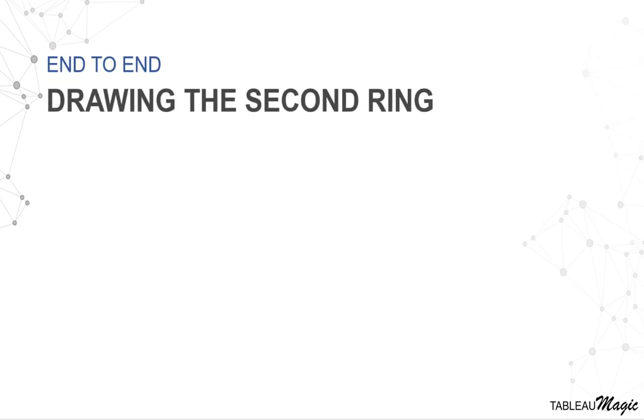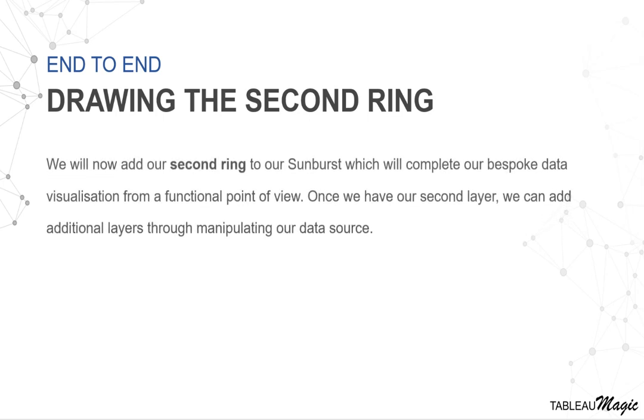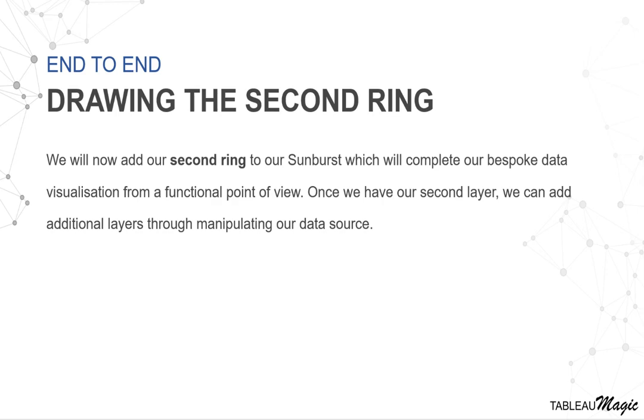Welcome back to our Sunburst end-to-end. We are now in the process of drawing the second ring of our Sunburst chart. This will complete our bespoke data visualization, at least from a functional point of view. Once we have the second layer, we can add additional layers through manipulating our data source.